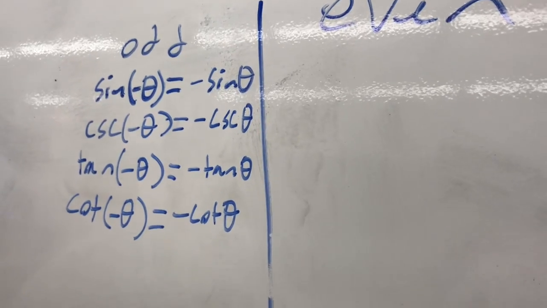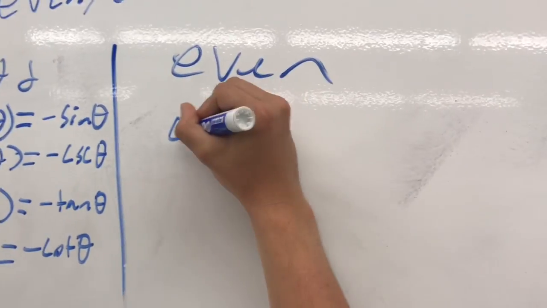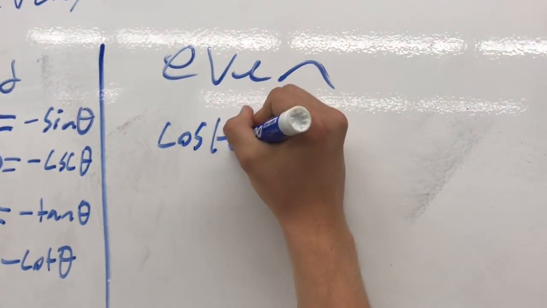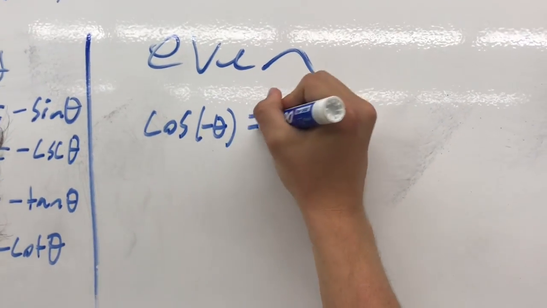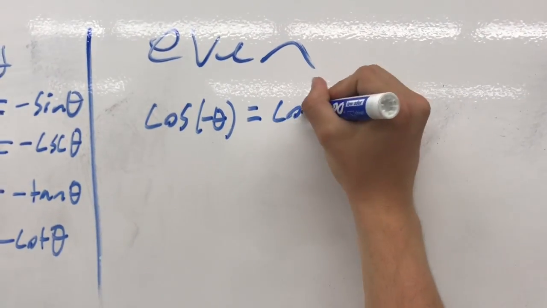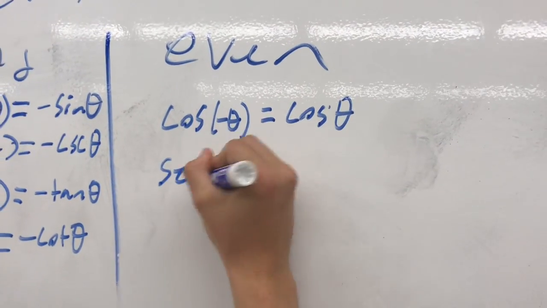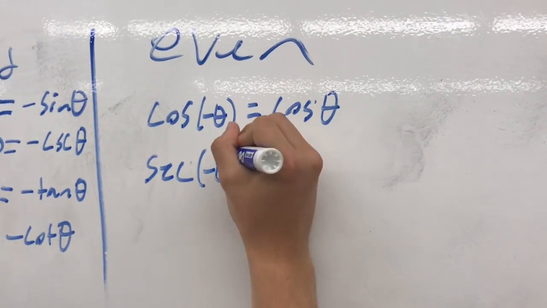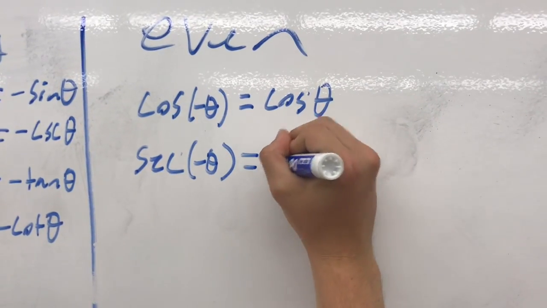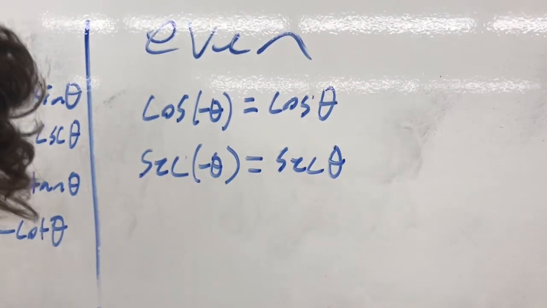Move on over to the evens. We got cosine of negative theta, and that's going to equal cosine of theta. After that, we got secant of negative theta equals secant of theta. That's it.